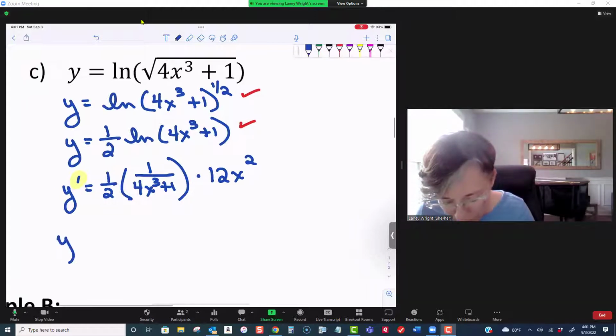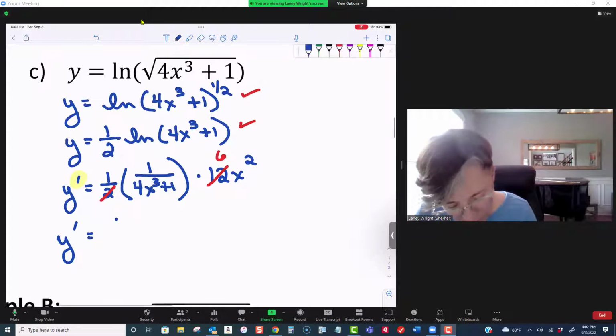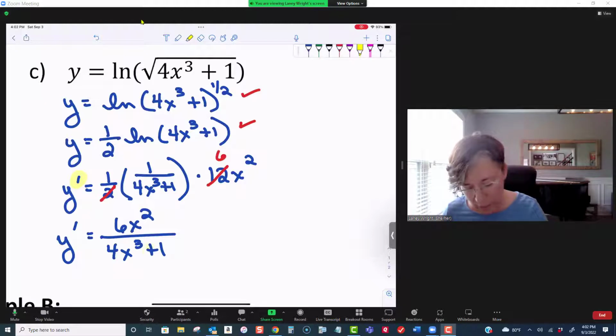So now we can clean this up. Our 2 would actually divide into that 12 6 times. So that could give us a 6x squared over 4x cubed plus 1. And again, because of this addition sign there, I cannot reduce my 4 and my 6 or my x's. Everything goes or nothing goes.